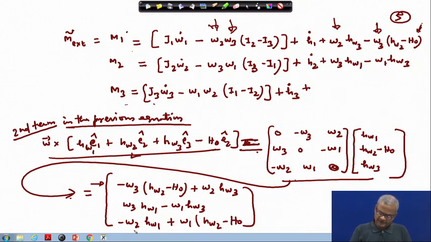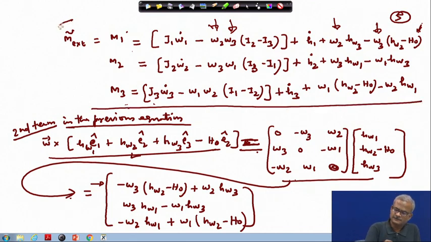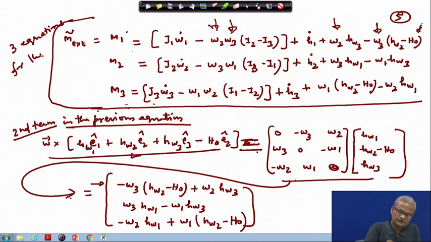Okay. Similarly, the third term we can pick up. Here the first term is omega 1, so we will pick up this and write here omega 1 times (H w2 minus H0) and then minus omega 2 times H w1. So, these are the three equations, and this is a nonlinear equation. Okay. So, three equations for the gyrostat.